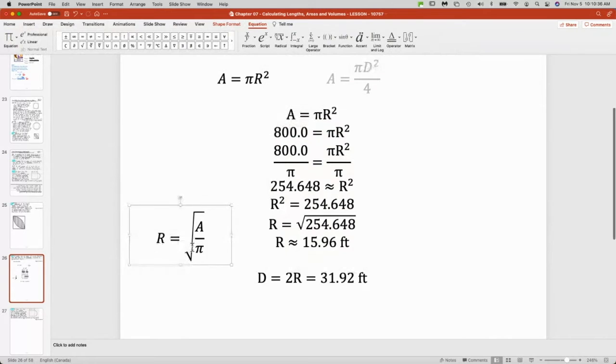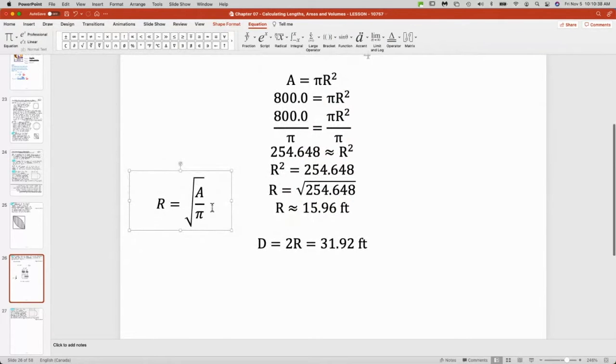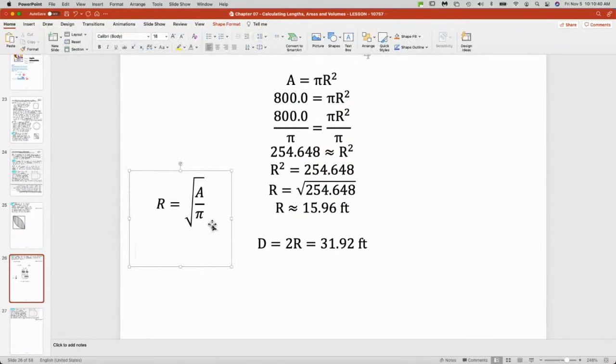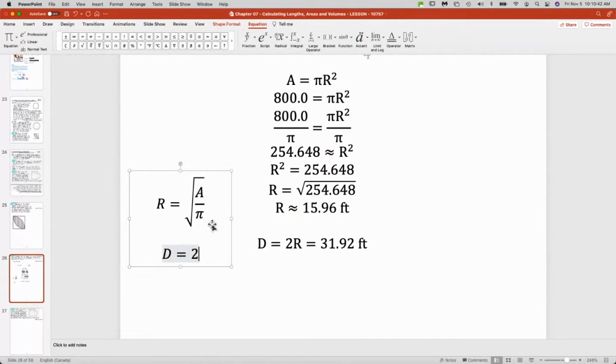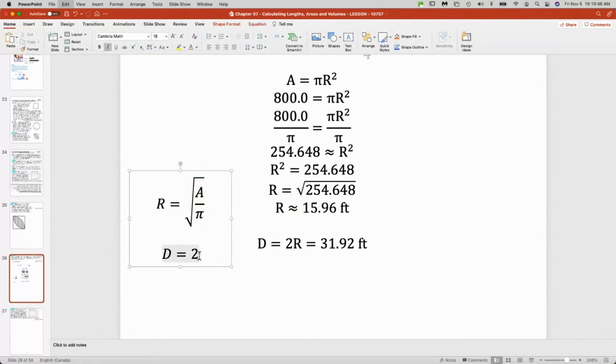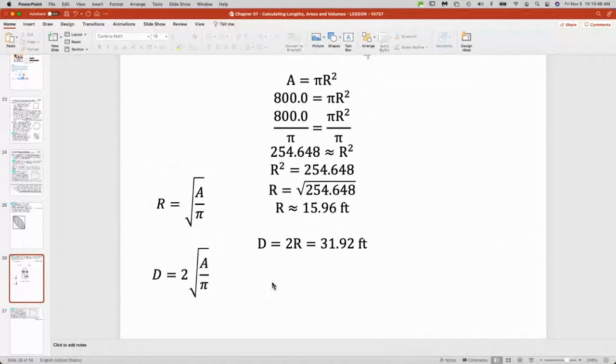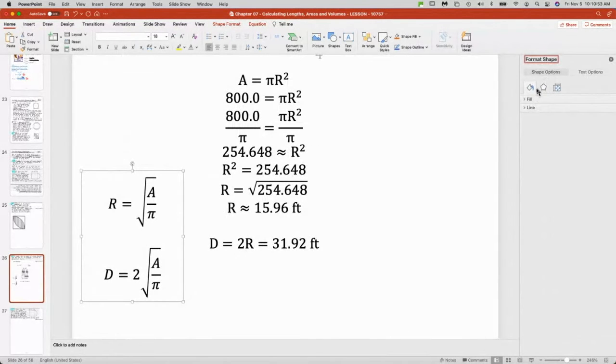On that note, if you wanted the diameter fast, since we know the diameter is 2 times the radius, we can just put a 2 and multiply this value, however scary it looks, and there's your formula for the diameter in terms of the area.